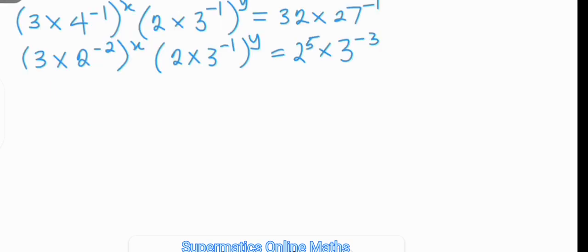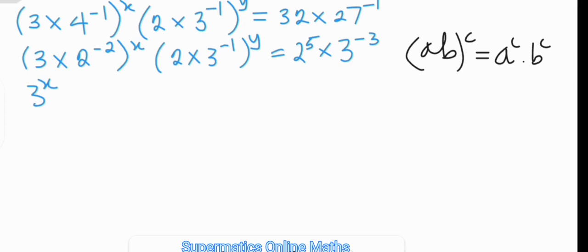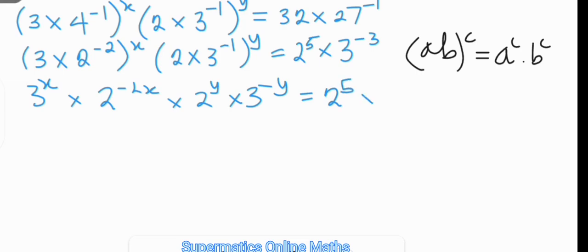Now still simplifying, we know that when we have the product AB to the power of C, it can be expressed as A to the power of C times B to the power of C. So this is done with the parentheses on the left hand side, where we have 3 to the power of x times 2 to the power of negative 2x, and that times 2 to the power of y, and times 3 to the power of negative y. And this is equal to 2 to the power of 5 times 3 to the power of negative 3.